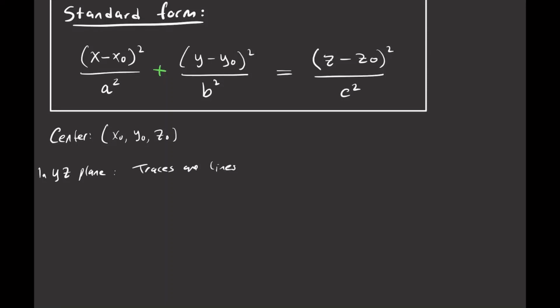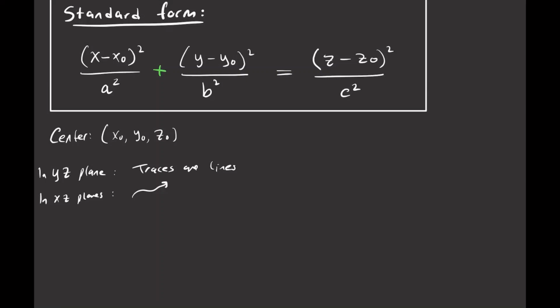Similarly, if you ignore y and look at x and z, do the same thing: take the square root on both sides to solve for x or z. You'll have plus and minus some constant times x or z, which means that in the xz plane, the traces are also lines.